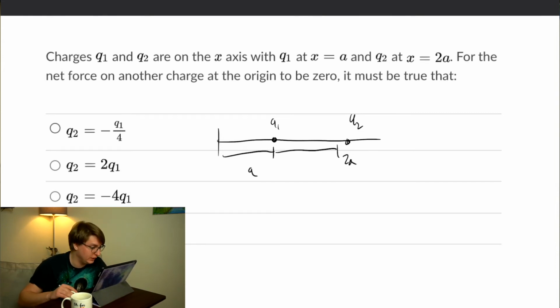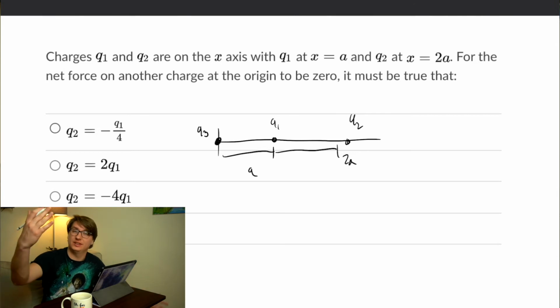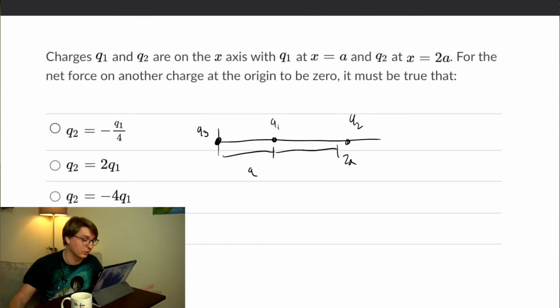For the net force on another charge at the origin to be 0, we're going to put a charge, maybe some charge Q3. We don't really have to put a charge Q3 here. It's the same thing as asking what the electric field is. It's actually the same statement as saying the electric field would be 0 there, because then it wouldn't matter what charge we put in here. The force would always be 0 if it's the electric field times that charge.